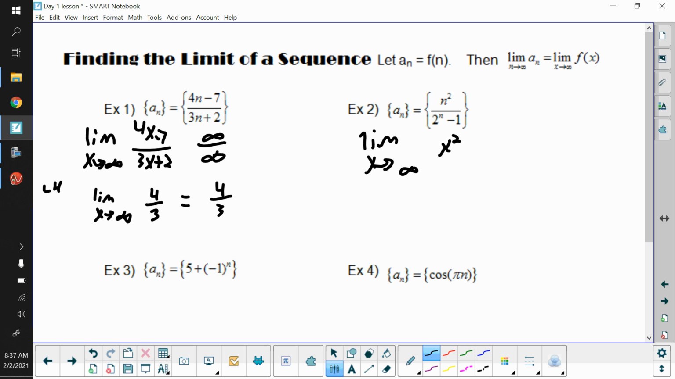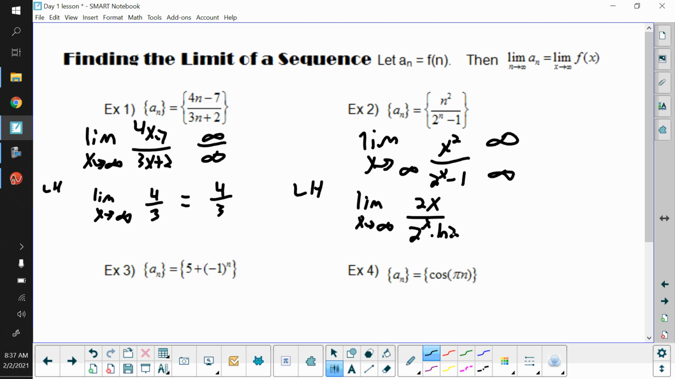So if we do the same idea in the next one, we're going to get huge things on top, huge things on bottom, so we can do L'Hopital's. So we'll get 2x. And the bottom, we get to review something from earlier in the year. What's the derivative of an exponential? That's a to the x. Well, our derivative rule was a to the x times ln of a. So in our denominator, we're going to have 2 to the x times natural log of 2. Well, this is still an infinity over infinity.